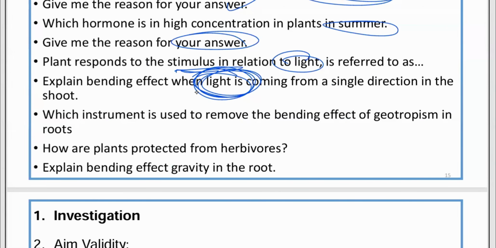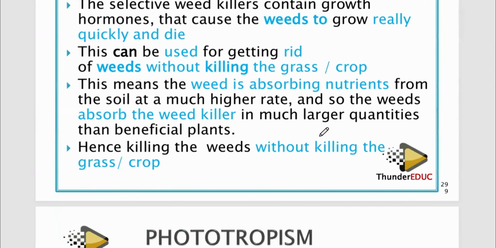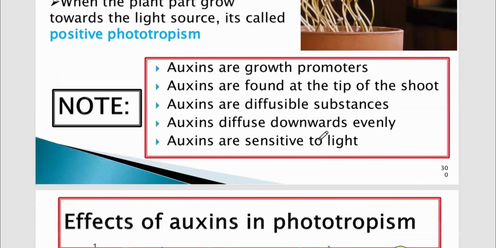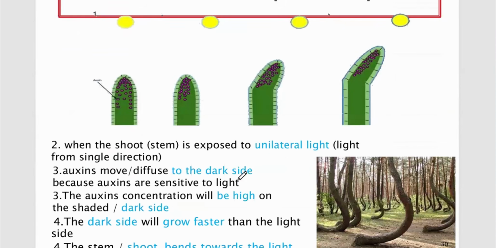So here, let me just use this. Here we're going to talk about the effects of auxin. You need to know that auxins are growth promoters in the shoot, found at the tip. Auxins are a diffusible substance. They diffuse downwards evenly, and auxins are sensitive to light. So if you know all that, then you come back. Auxins are found at the tip.